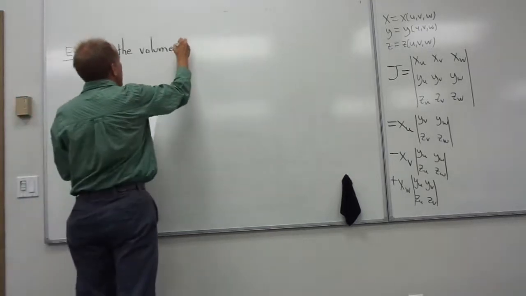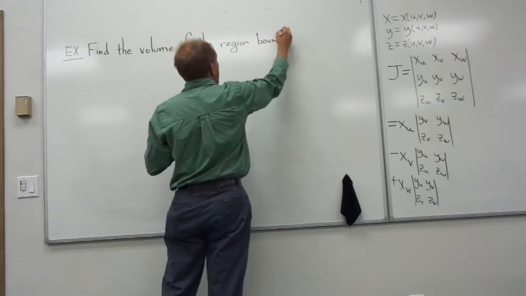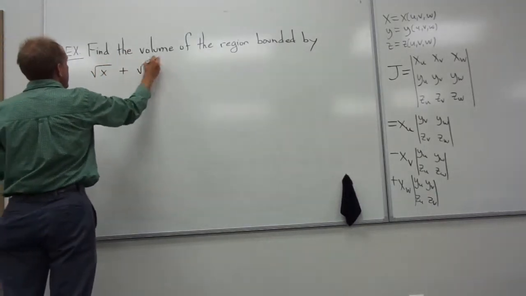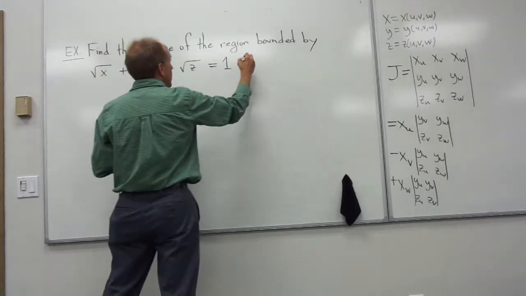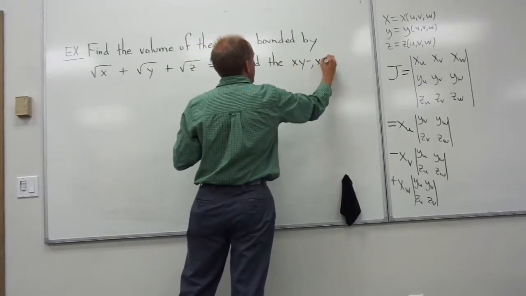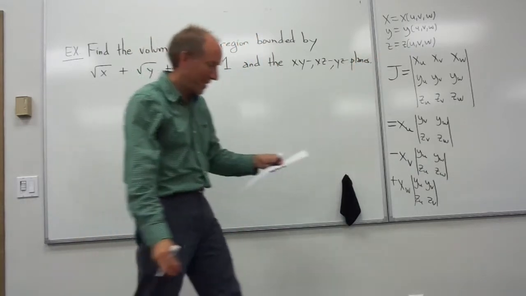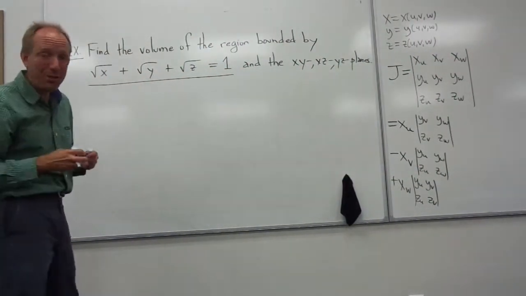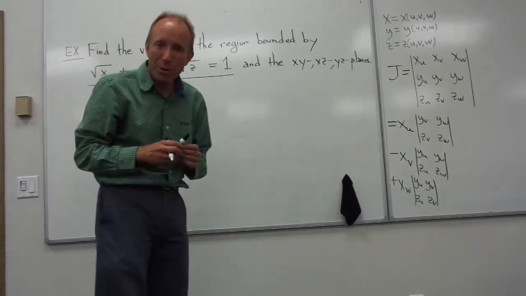Find the volume of the region bounded by the square root of x plus the square root of y plus the square root of z equals 1, and the xy, xz, and yz planes. Okay? So this is actually not a particularly nice surface that we would know, but we can turn it into a nice surface pretty easily.